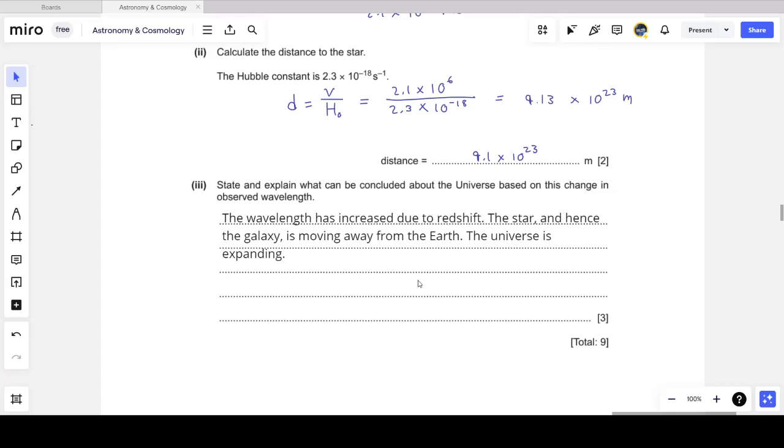So the wavelength increases, meaning this light is being redshifted. The star is moving away from the Earth, hence the universe is expanding. Everything is moving away from everything else.